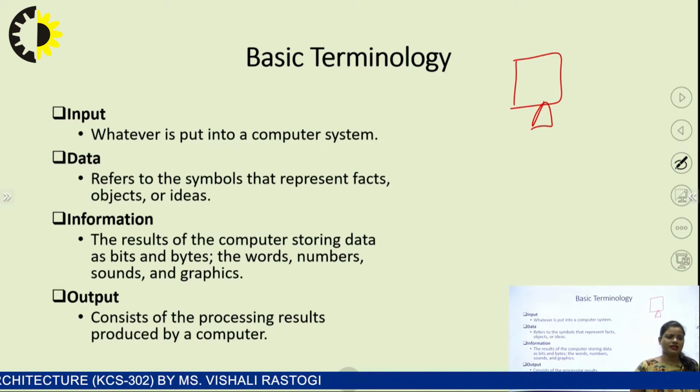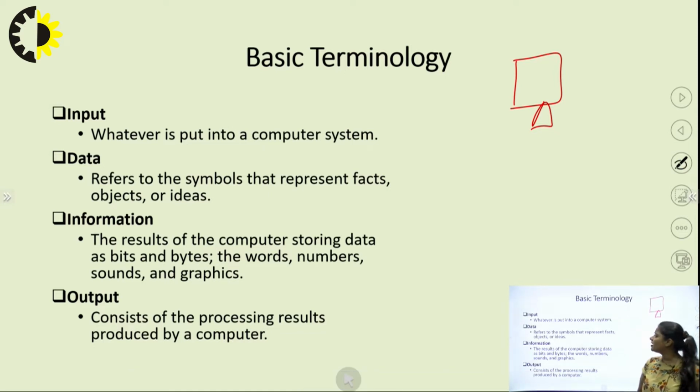And what is data? Data refers to symbols that represent facts, objects or ideas. It is very clear, there should not be any confusion about what data is. It is basically a combination of symbols or instructions. This is a simple definition of data. And what is information? Information is basically the result of the computer storing data as bits and bytes, the words, numbers, sounds and graphics. Whatever processed data we have, that is basically the information.